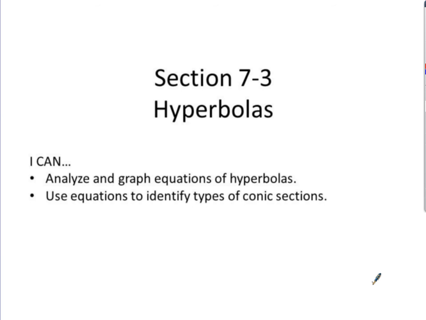This is section 7.3, part B, hyperbolas. Now, just like when we were dealing with ellipses, we can find the eccentricity of hyperbolas. The equation for the eccentricity is still e is equal to c over a. Now, you will need to make sure your equation is in standard form first before you can find the eccentricity. If it's not in standard form, you will have to get it in that form.